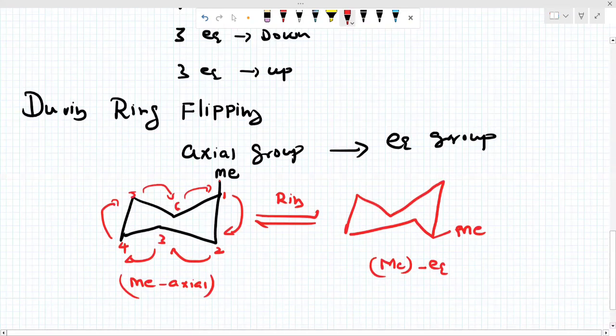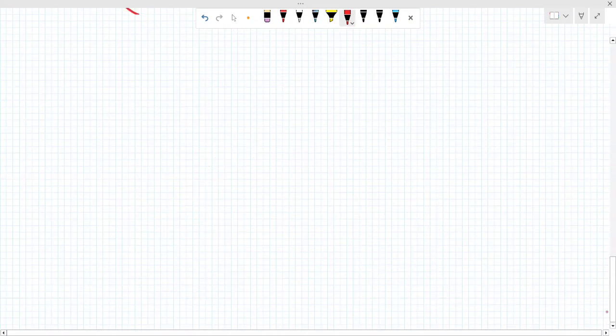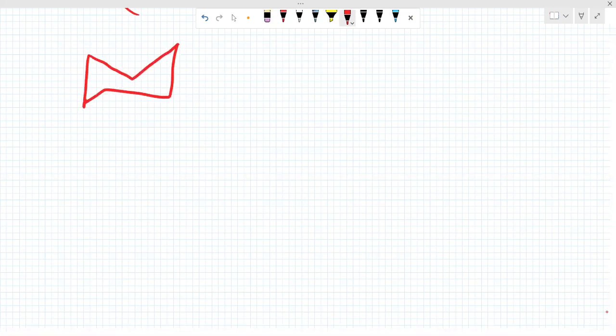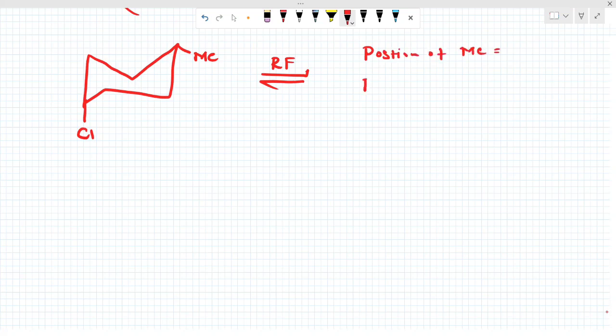Now we can try this one. You can try. Tell me the position of the group. Now I put a methyl group here, and a Cl group here. Now do the ring flipping. Now tell me the position of methyl. It becomes axial. Similarly, the position of Cl. Now do the ring flipping. Very simple, right?